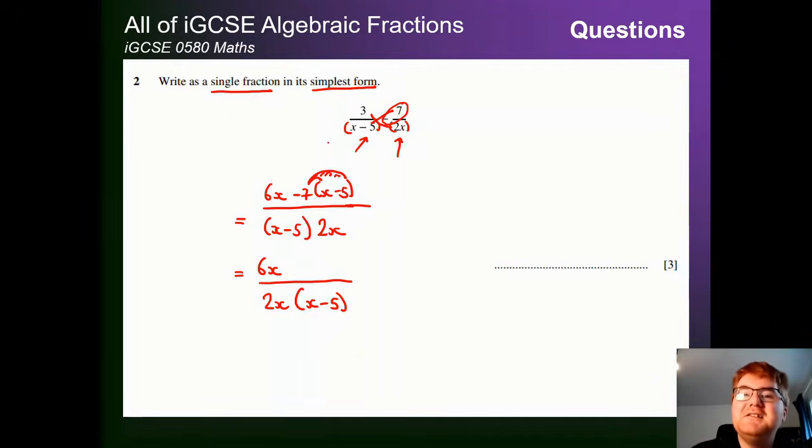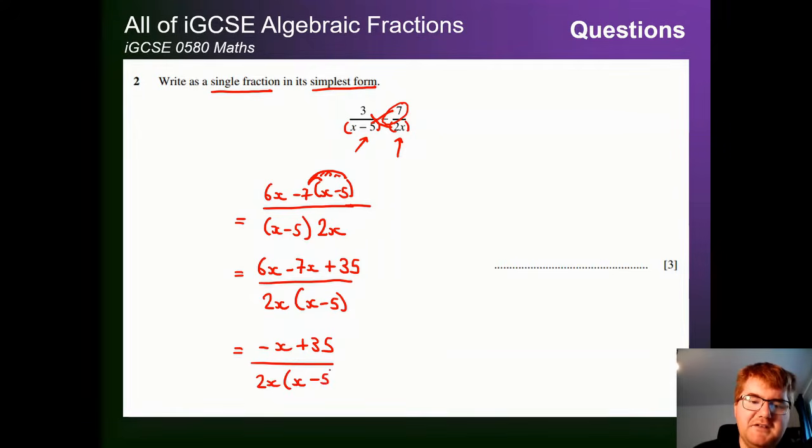So we get minus 7 times x is minus 7x. Minus 7 times minus 5. Be careful here. That's equal to plus 35. And now if we simplify this, we get 6x minus 7x. So I have 6 bananas, and then 7 bananas disappear, minus 1 banana. And then we have plus 35 over 2x brackets x minus 5.